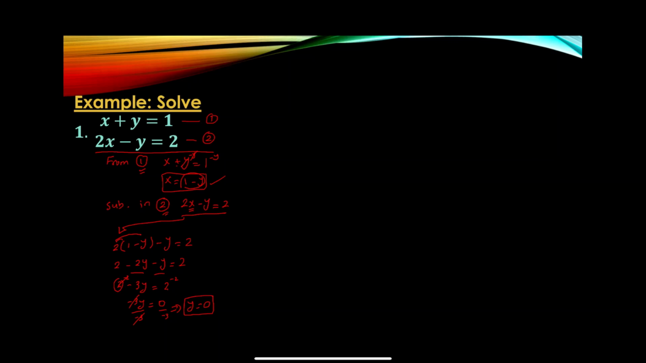Now, take this y equal to 0 and substitute it in this. We know that x equal 1 minus y, but we know that y is equal here 0. So x is equal 1 minus 0, so x is equal 1. So the solution, y equal to 0 and x is equal to 1. This is the way how to solve system of linear equations in two variables. At the end, you should get two values, one value for the first variable and the second value for the second variable.